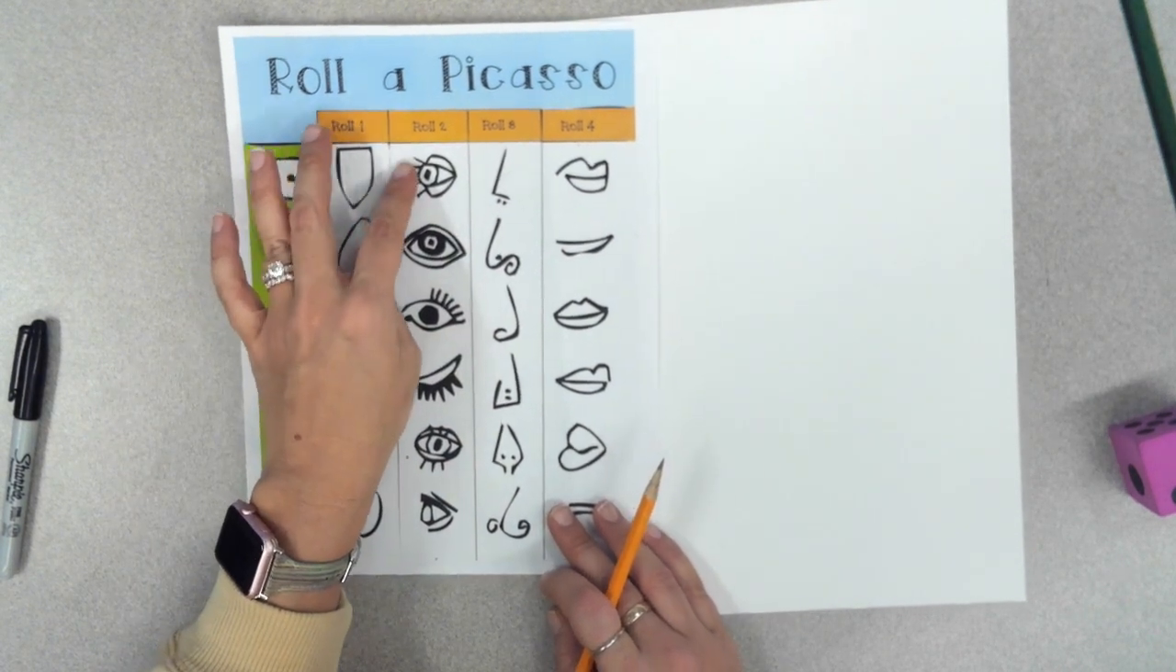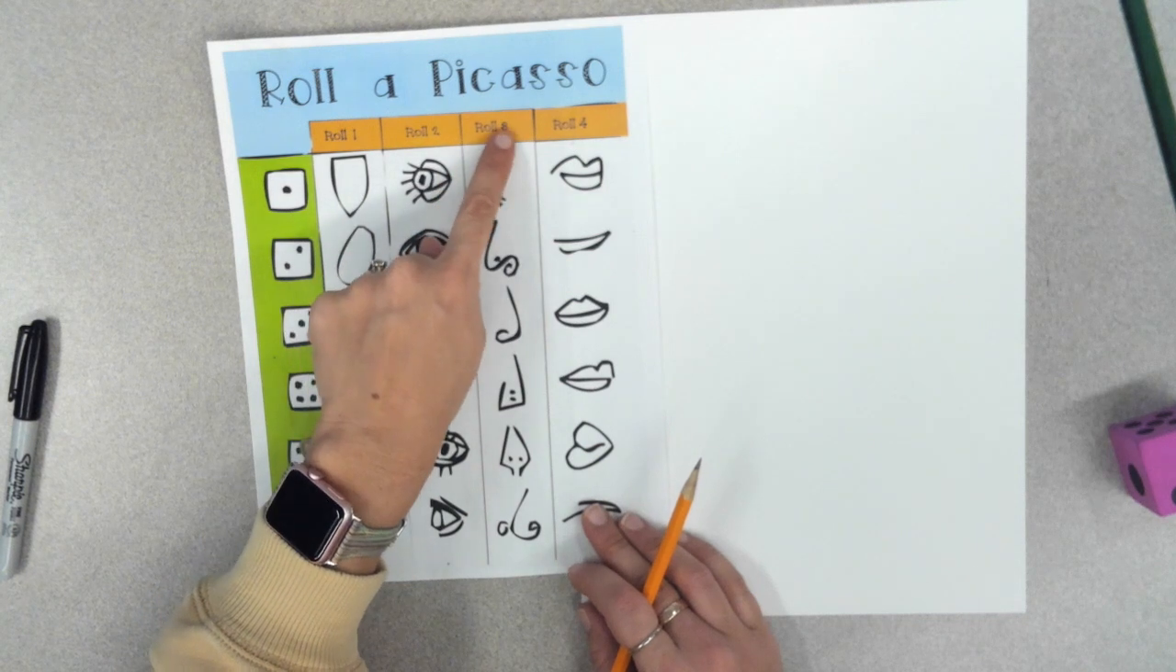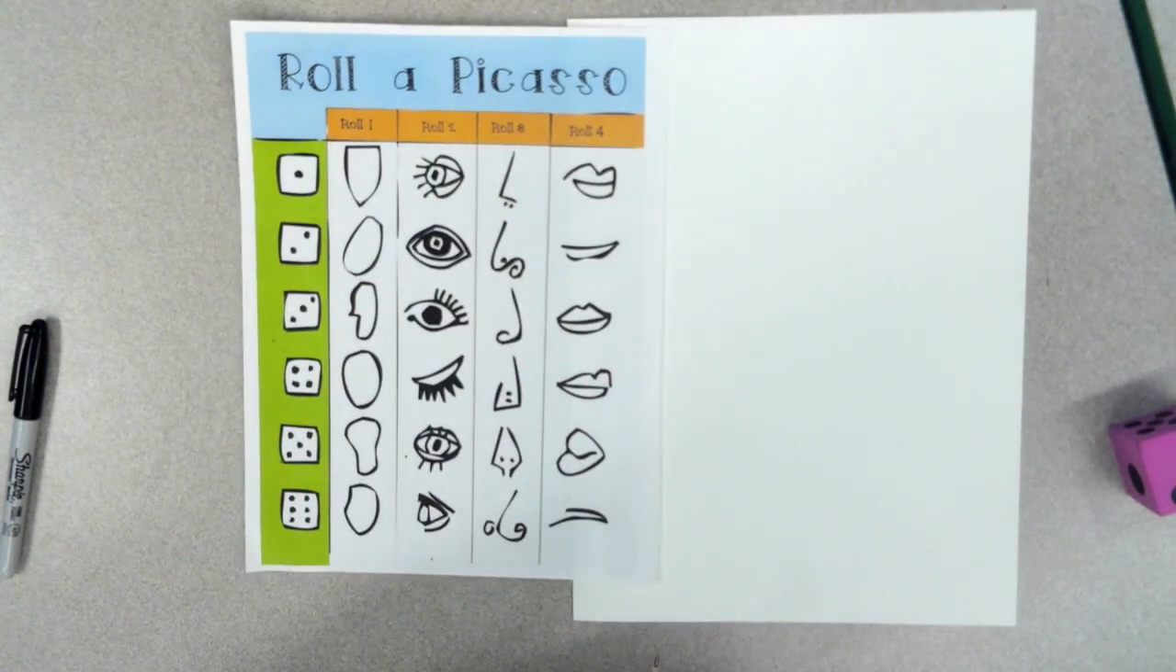Second and third roll, you're going to get two eyes. Fourth roll, you're going to put your nose. And fifth roll, you're going to do your mouth, okay?